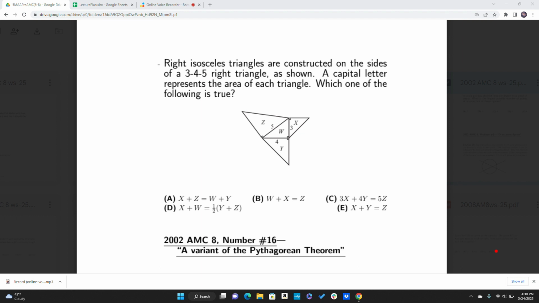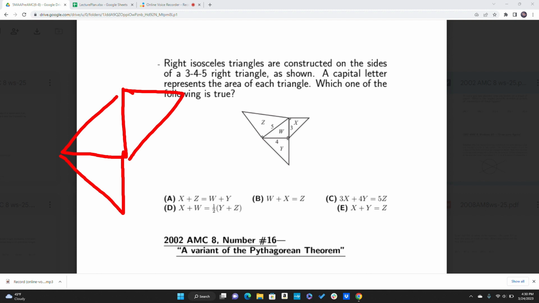Okay, we want to find which one of the following is true. We want to find out basically the areas of these triangles, right? So let's draw this out. We've got triangle W, triangle X, Y, and Z.